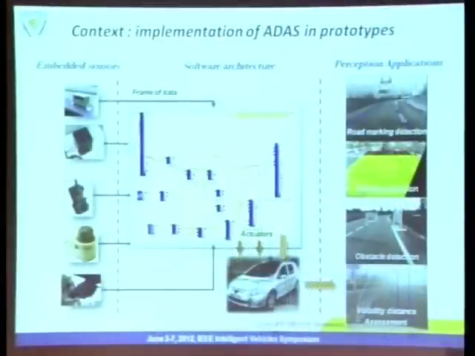So, to locate the context, when you want to test some ADAS prototypes, this is generally what you go for. You have a vehicle embedded with different kinds of sensors, such as odometer, inertial central, radar, camera, rangefinder. And of course, you have onboard processing, and this allows multiple applications, such as road marking detection, obstacle detection, and things that you're already familiar with.